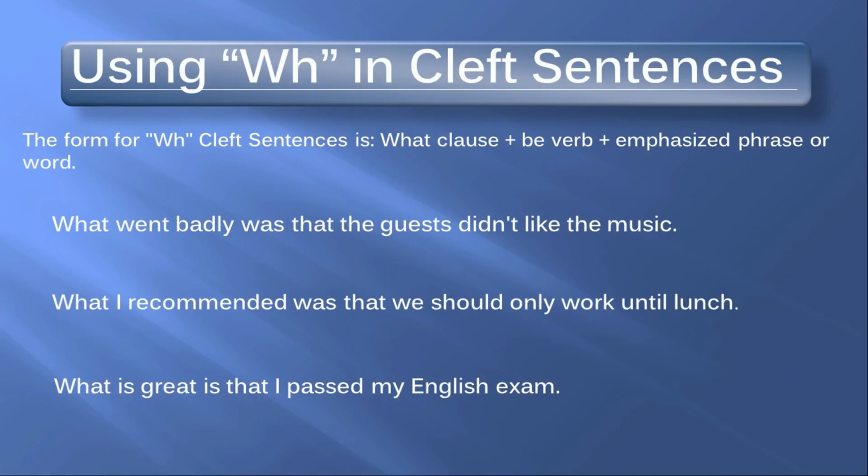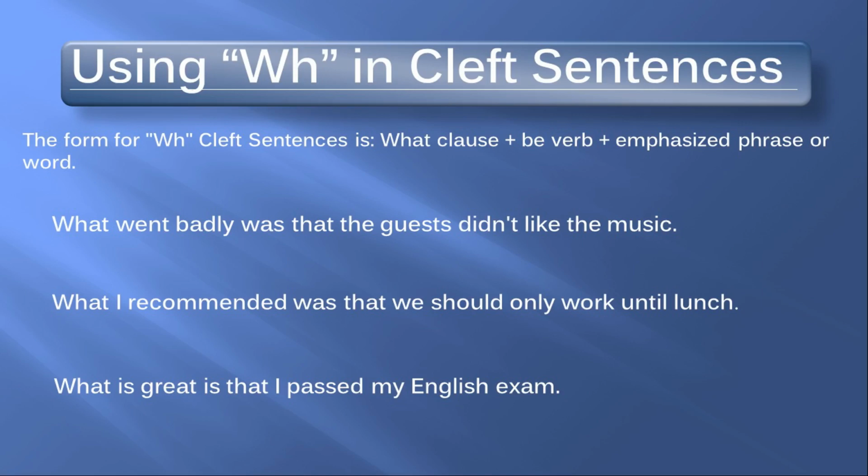This is another way we can make cleft sentences, and that is by using WH words, by putting the old information at the beginning of the sentence and not at the end. The first WH form we will talk about is using the word what. The way we form a cleft sentence using the word what is like this: you start off with a what clause and then use a be verb and next is the emphasized phrase.